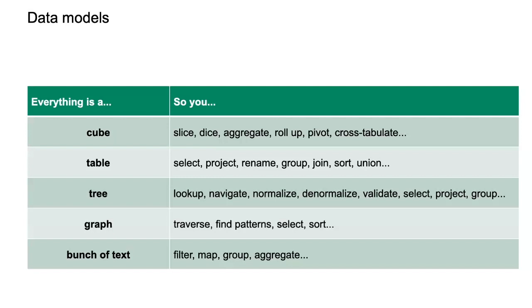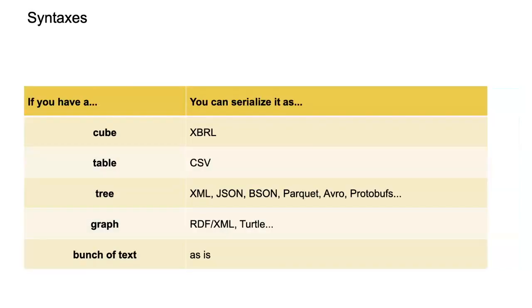Trees, now you can look up, navigate, normalize, denormalize when we turn them into nested data. When we normalize it to flat data, we can validate, select, project, group by, also makes sense for trees. Graphs, we also did not cover them here, but we can traverse graphs, we can find patterns, select, sort, and so on. There's plenty of things we can do. And when we have text, we can filter, map, group, aggregate, and so on. But in fact, we can even find proximity, like similar words, similar documents, and so on now with vector databases.